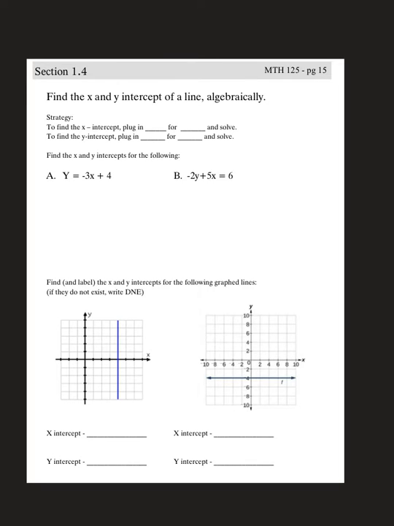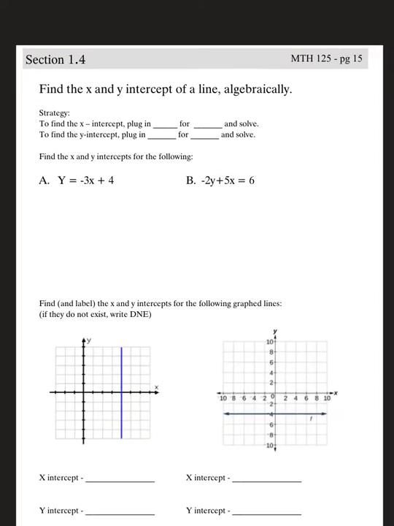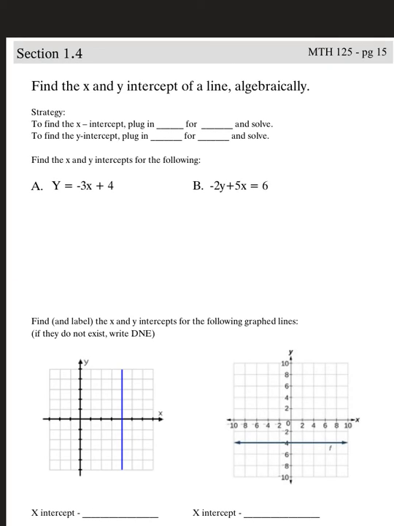Page 15, find the x and y intercepts of a line algebraically. Now, there's a really simple strategy to this. We are not visually looking at these lines. We're going to do it algebraically.